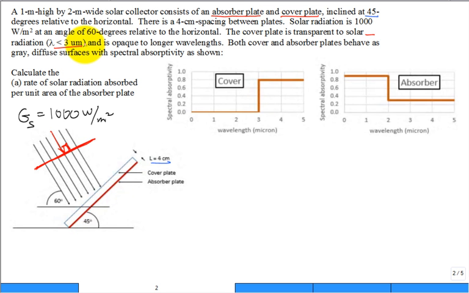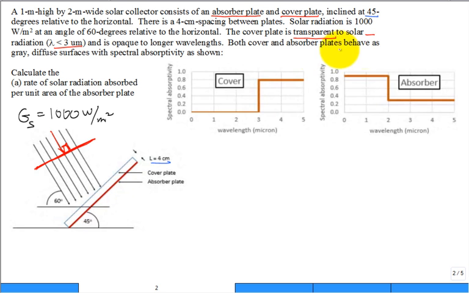If it's not transparent, then it's what? Opaque. So it's transparent to solar radiation less than 3 micron, and it's opaque to longer wavelengths. What does that mean? Well, if there's a wavelength that's coming at the cover plate that's 5 micron, it's not going to make it through. It's either going to be absorbed in the cover plate or reflected off the cover plate, depending on the emissivity of the cover plate. True? So you have to read each sentence about 2 or 3 times to understand the problem.